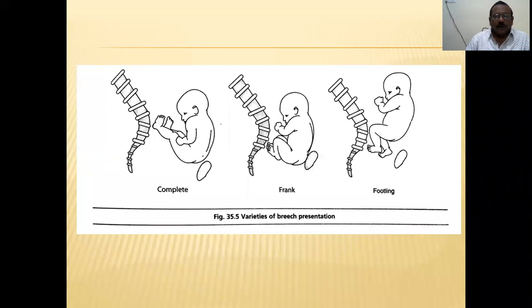Frank breech means both the legs are flexed at the hip joints and extended at the knee joints. The other type is footling presentation, with complete flexion, where the foot will be presented and enter into the pelvis.